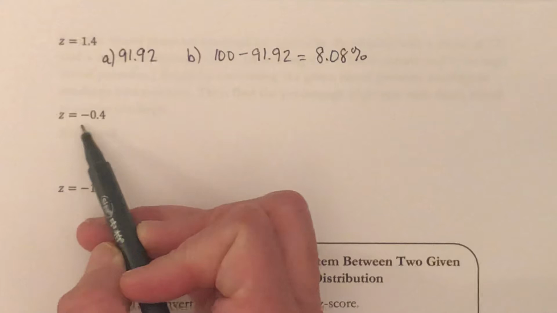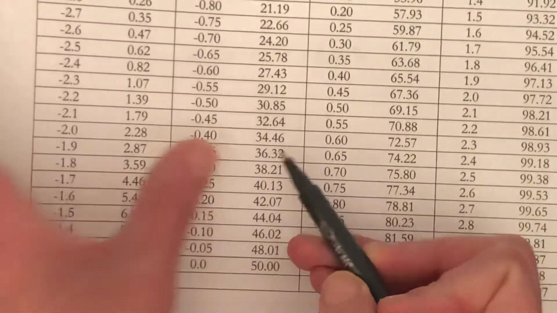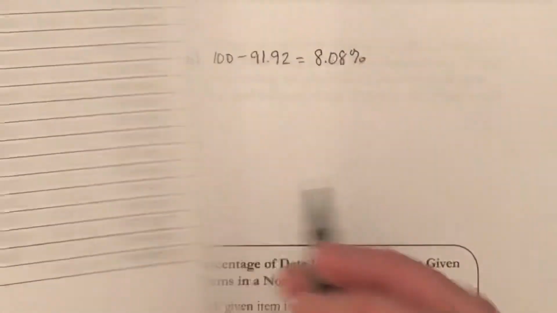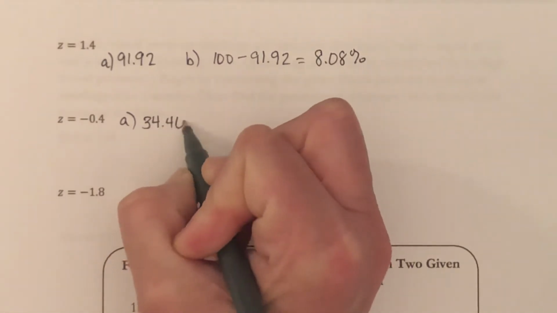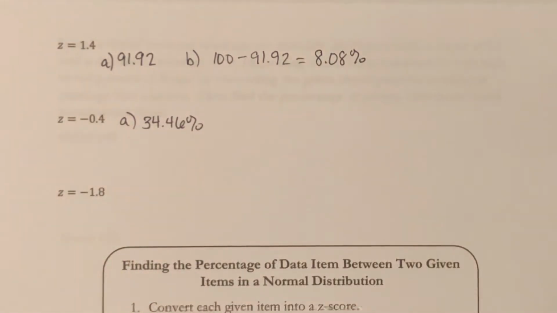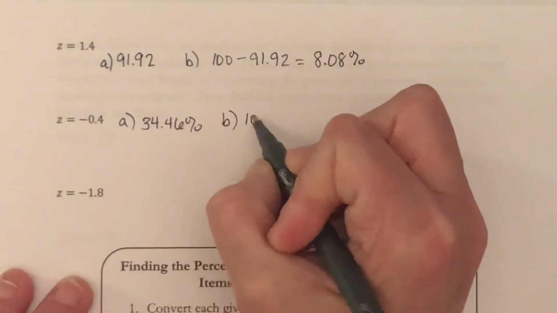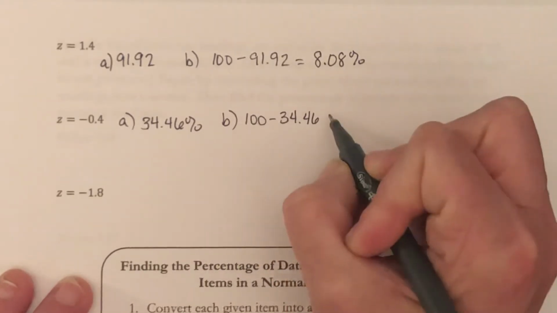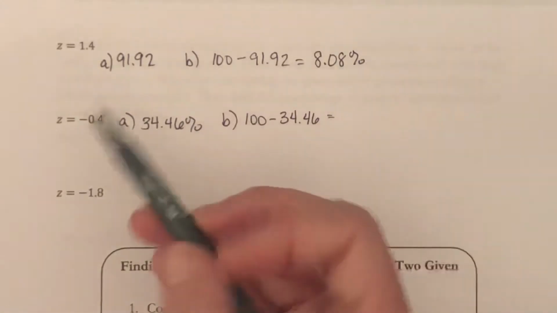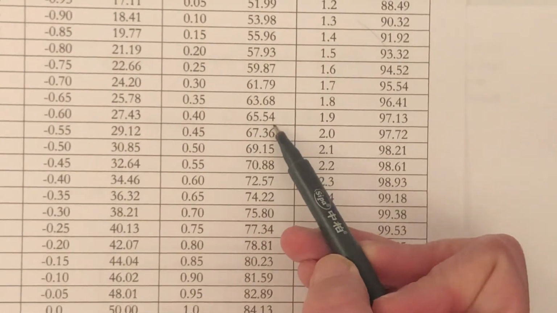All right, a z-score of negative 0.4. So I go to negative 0.4, which is right here, is 34.46. So 34.46% of items are below that value. And above, 100 minus 34.46, which is the same thing as the z-score for positive 0.4, 65.54%.